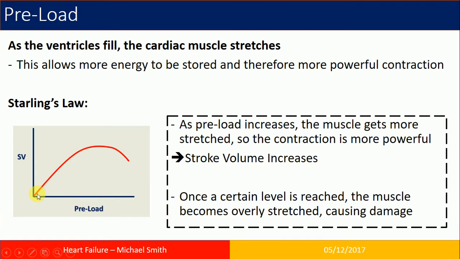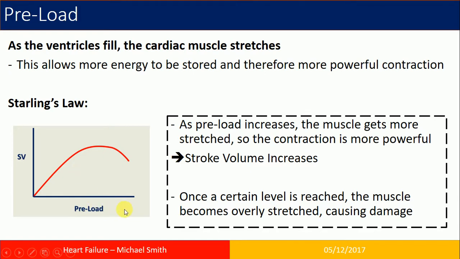As your preload is increasing along here, your stroke volume also increases because you've got more preload, so that's essentially more blood coming to the heart, and this stretches the muscle further, allowing it to pump more powerfully and pump out more blood.